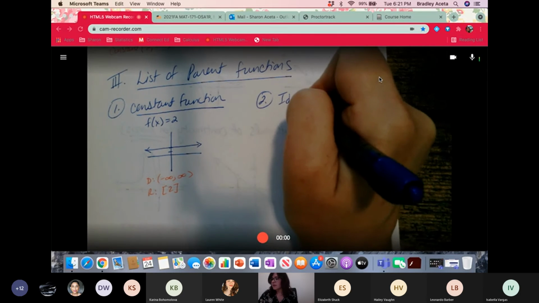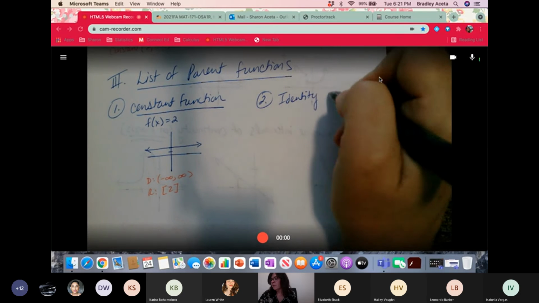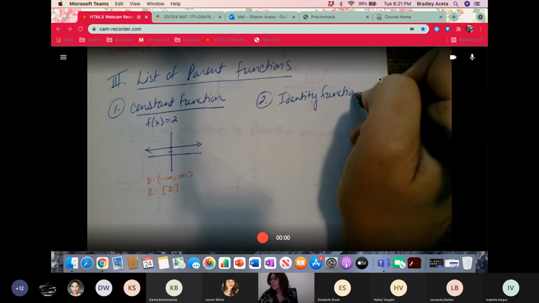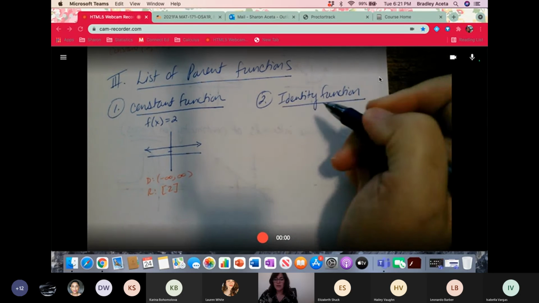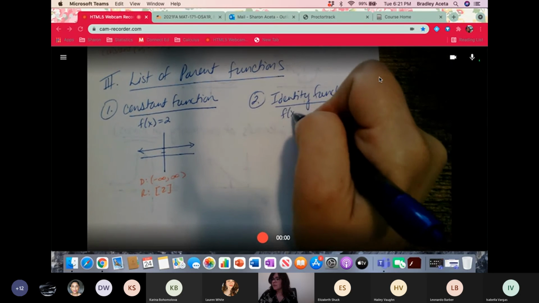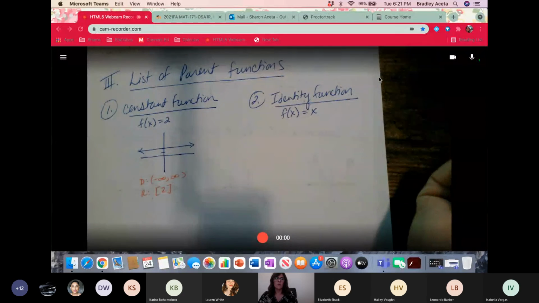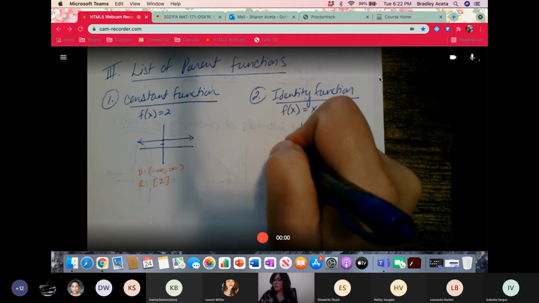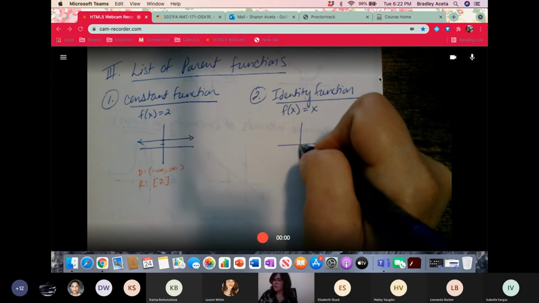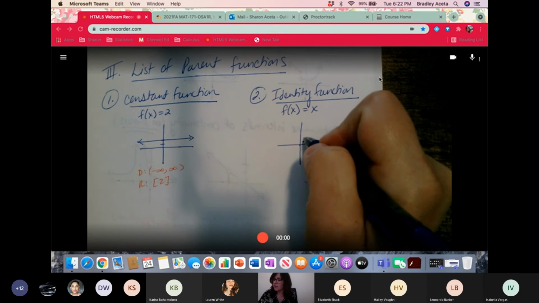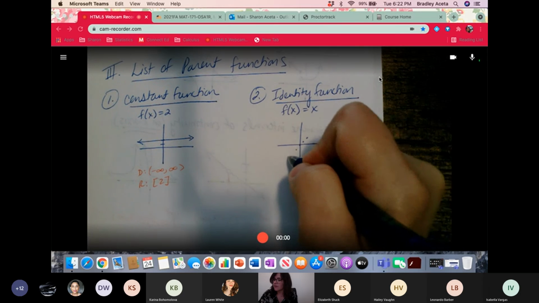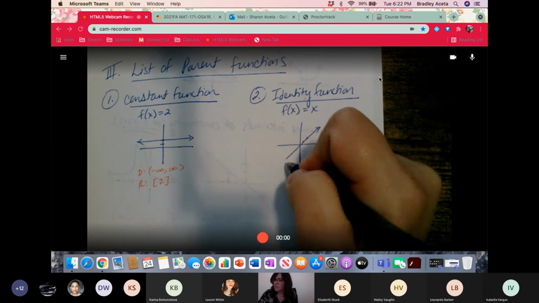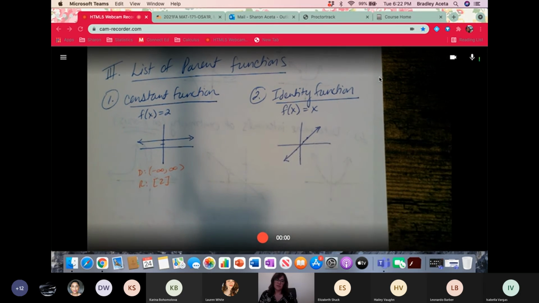Number 2 is good old identity function. The identity function is when f of x just equals x, or y equals x line. And it looks like this. It goes through the origin and always goes up 1 over 1, up 1 over 1, or down left, down left. That's the identity function.